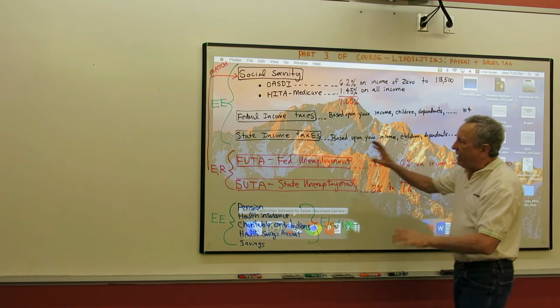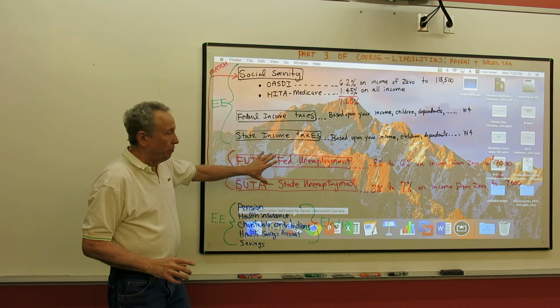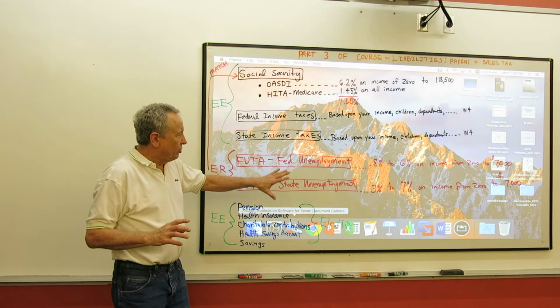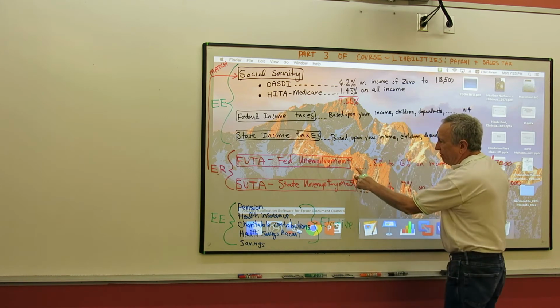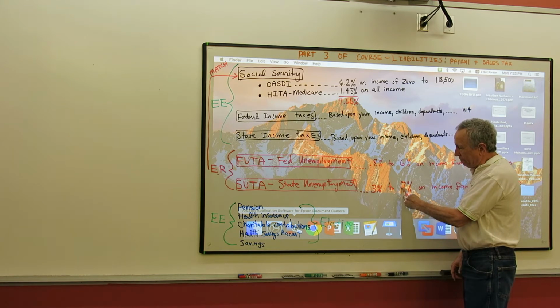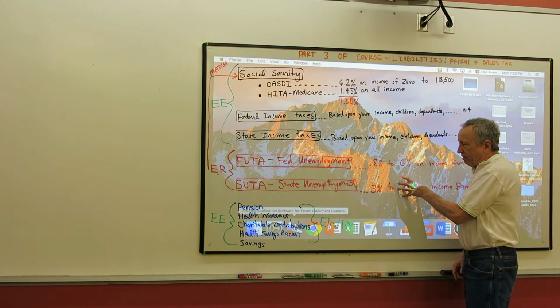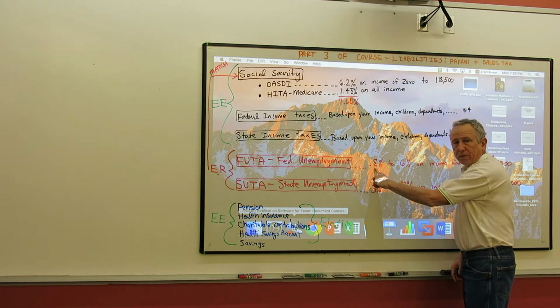Another thing is the Fed and the state work together to administer unemployment. So for example, let's say that the federal government knows that the state is requiring every employer to fund it by 7%. Many times then the federal government will say, well, since you're funding it so wonderfully, we'll only charge 0.8%.